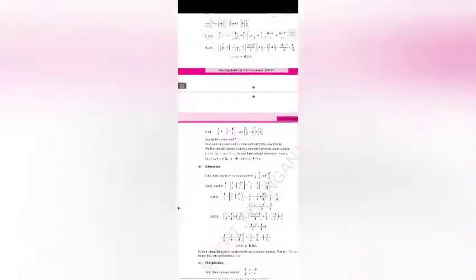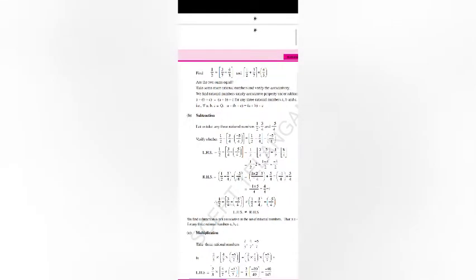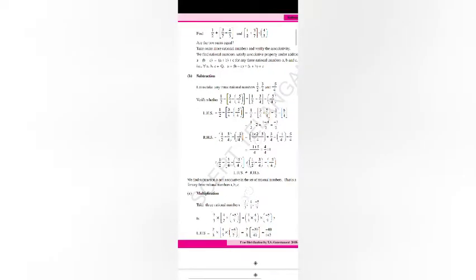So here is the example for subtraction, where they have taken a equal to 1 by 2, b equal to 3 by 4 and c equal to minus 5 by 4. They substituted these in the formula a minus (b minus c) compared with (a minus b) minus c, and got LHS not equal to RHS. That means subtraction is not associative in rational numbers. Thus, a minus (b minus c) is not equal to (a minus b) minus c.